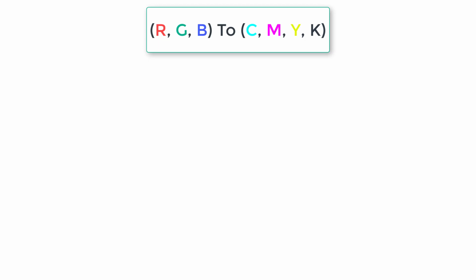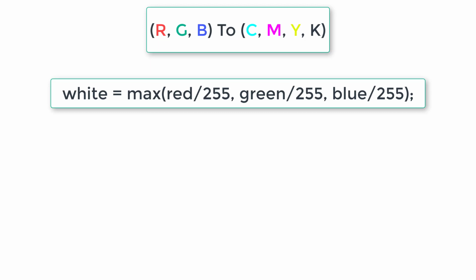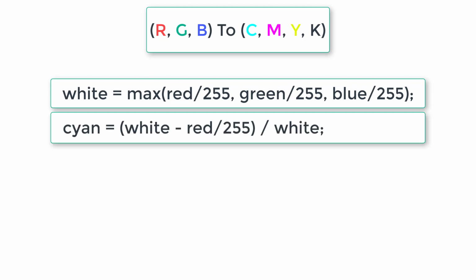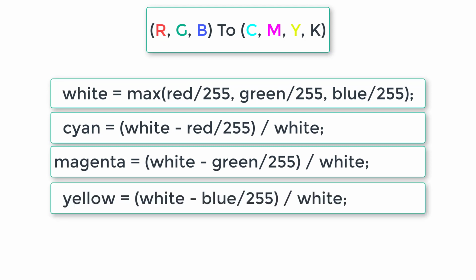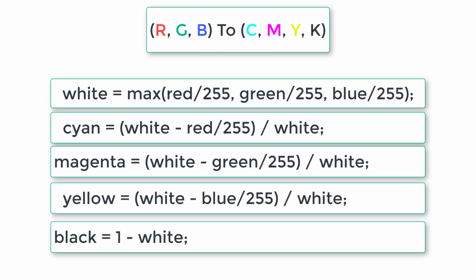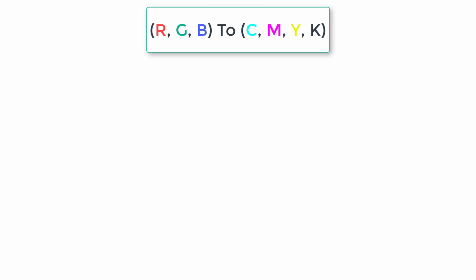First, we need to calculate white, the color white. Whichever is maximum among these three will get stored in white, that is red divided by 255 or green divided by 255 or blue divided by 255. Whichever is greater is stored inside white. So cyan is equal to (white minus red divided by 255) whole divided by white. Similarly magenta, similarly yellow, and black is equal to 1 minus white. So we use this formula.